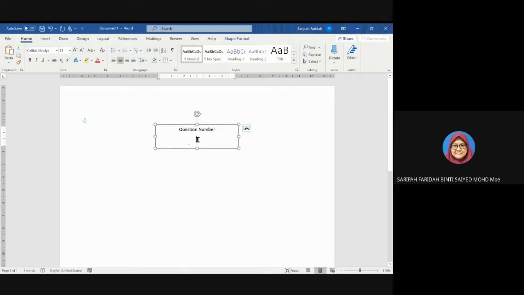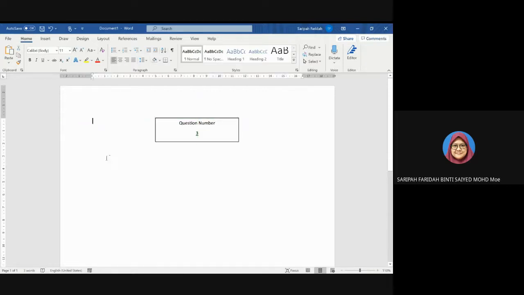Question number 3. And this one is underlined. Okay. Now we're going to start to write. First, content. Instruction for content number 1 is what? Instruction for content number 1. What is it? What's the instruction?